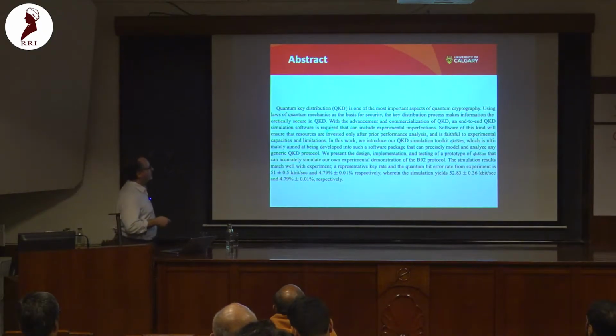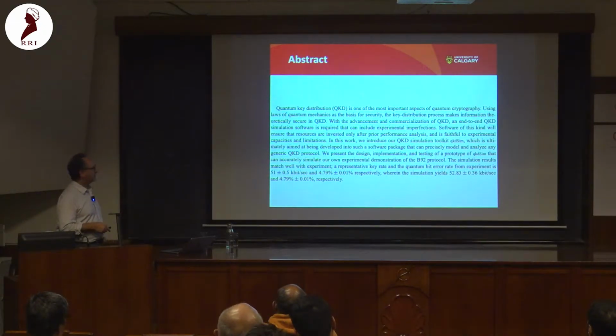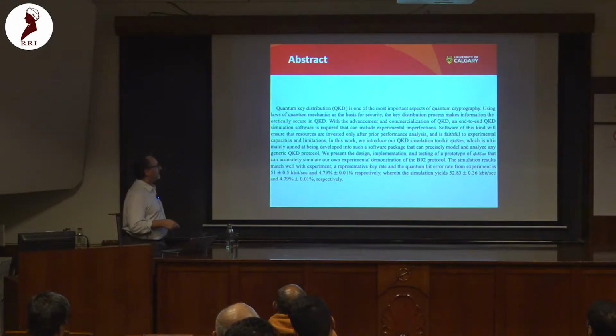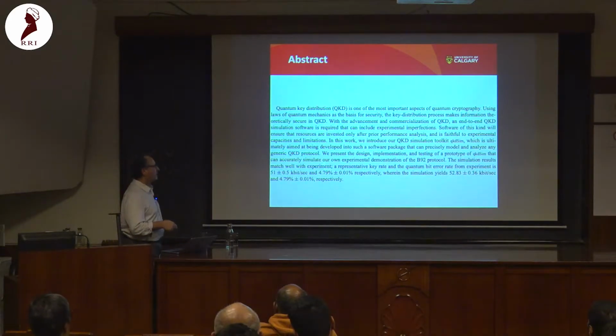Okay, so this just motivates it. Quantum key distribution is important. We need software to model it. And then here, this is about our QKD sim. It says, ultimately aimed at being developed into such a software package. So that's a way of saying it'll happen, but we don't know when, but we're trying. And then we demonstrate the B92 protocol. And then here it just says that we get very good agreement.